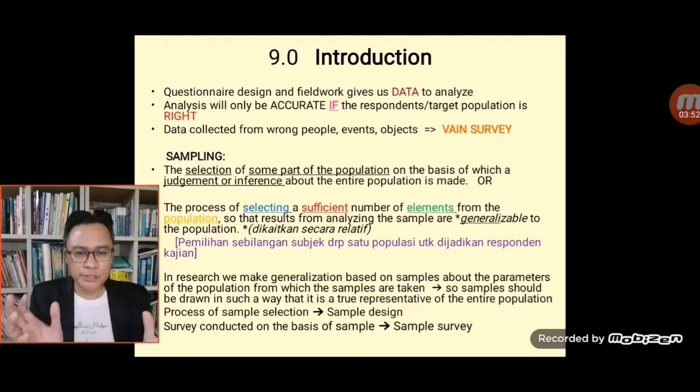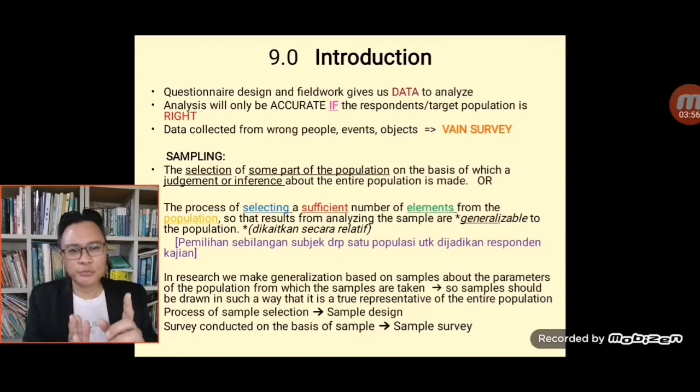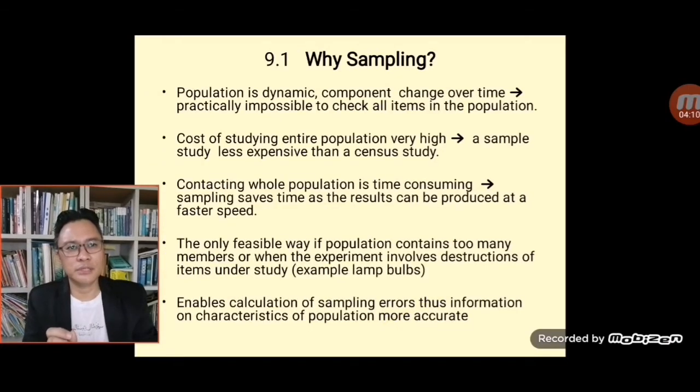Okay, population ni bukannya penduduk. Okay, population bukan penduduk, walaupun literally the meaning of the population is equal to the residents, tapi ini bukan penduduk. In methodology, population bukan penduduk. Dia bukan penduduk. Kita tengok dekat the next slide.